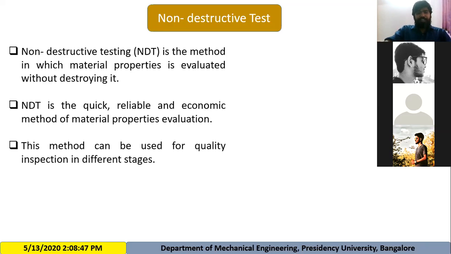Okay. So this method can be used for quality inspection in different stages. So these NDT methods, non-destructive testing methods, can be used in different stages. So what are the different stages? Suppose you want to make a product, so what is the first stage? The first stage is the production.